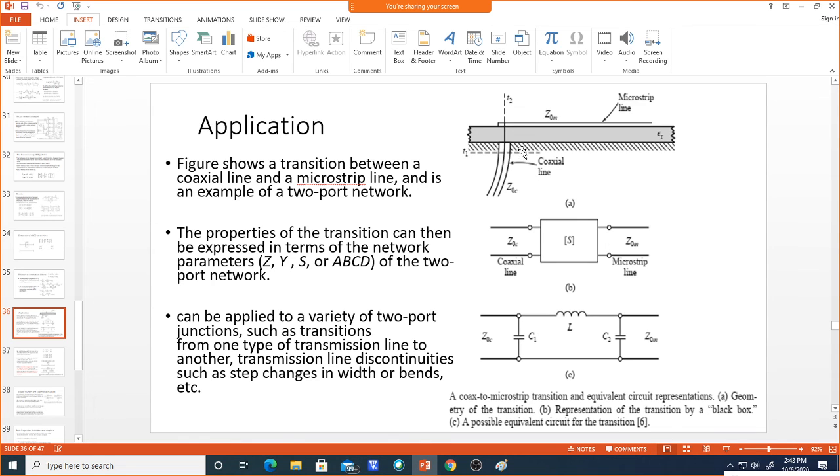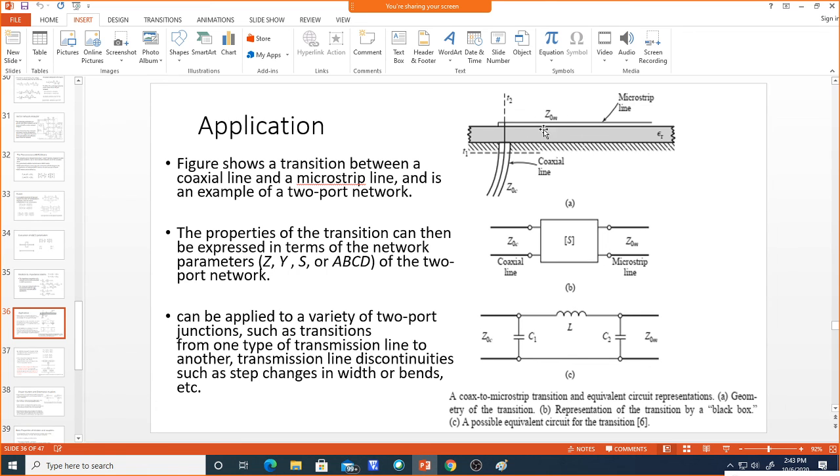Here there is a ground plane and a conductor, with a dielectric in between, which we can model as a capacitor. Similarly, at this end there are two conductors with a dielectric in between. Whatever current flows through the conductor, we can model as a series inductor. So we can take this as a microwave network with port 1 and port 2, and this is the equivalent circuit of the two-port network for this configuration.